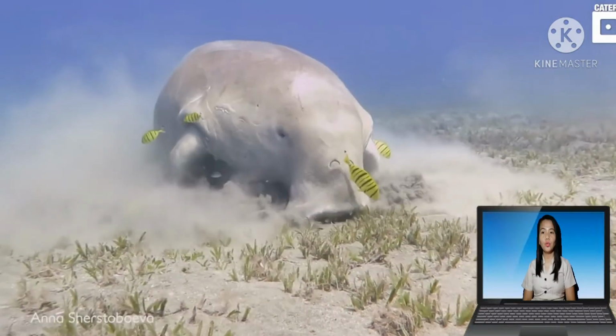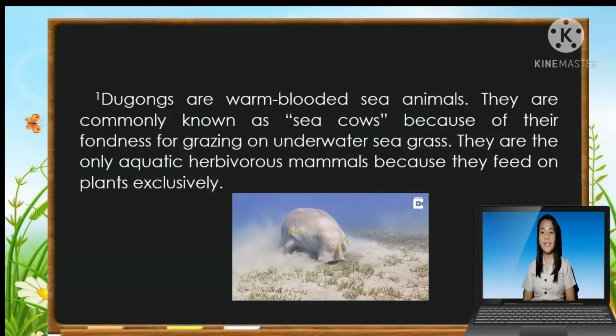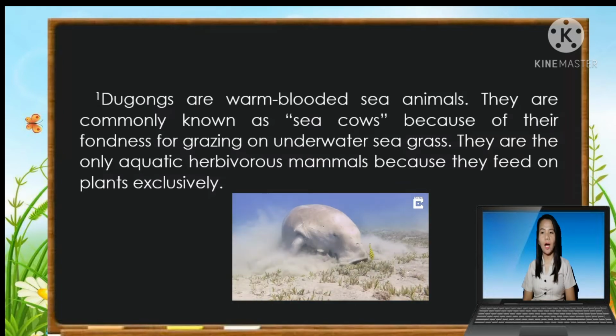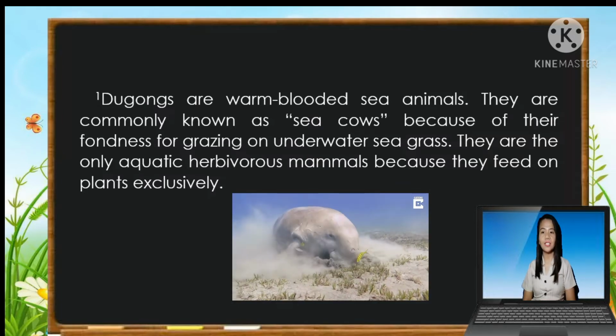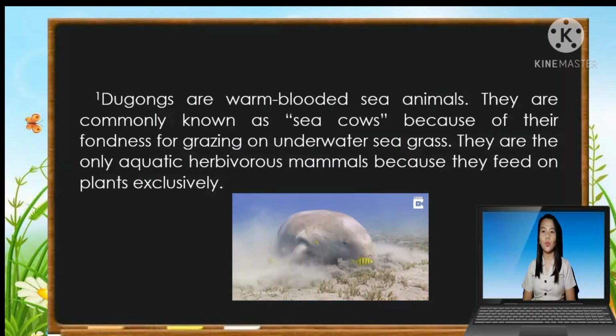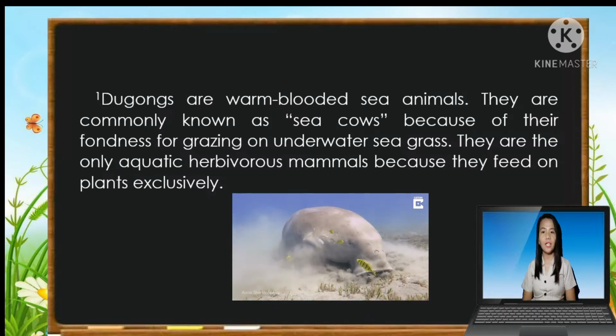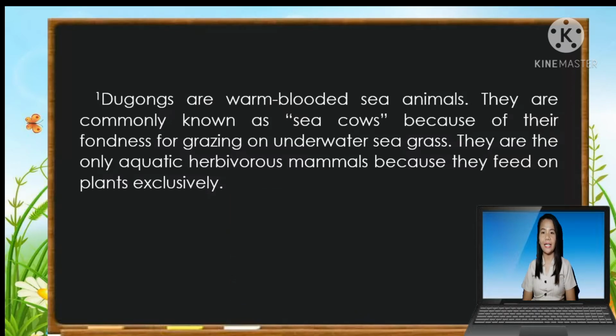Dugongs. Dugongs are warm-blooded sea animals. They are commonly known as sea cows because of their fondness for grazing on underwater seagrass. They are the only aquatic herbivorous mammals because they feed on plants exclusively.